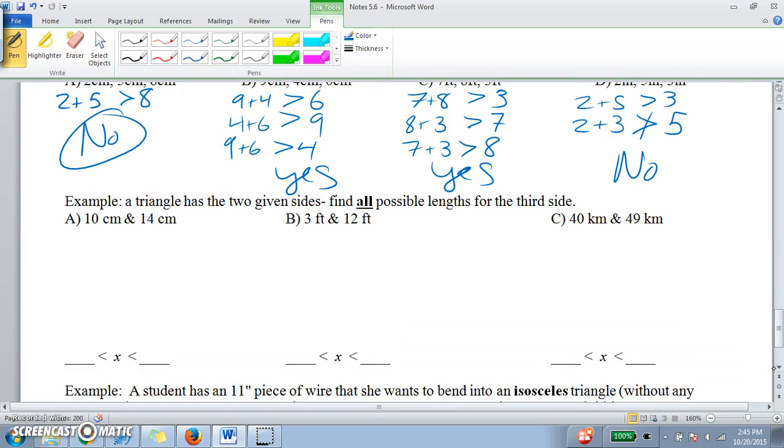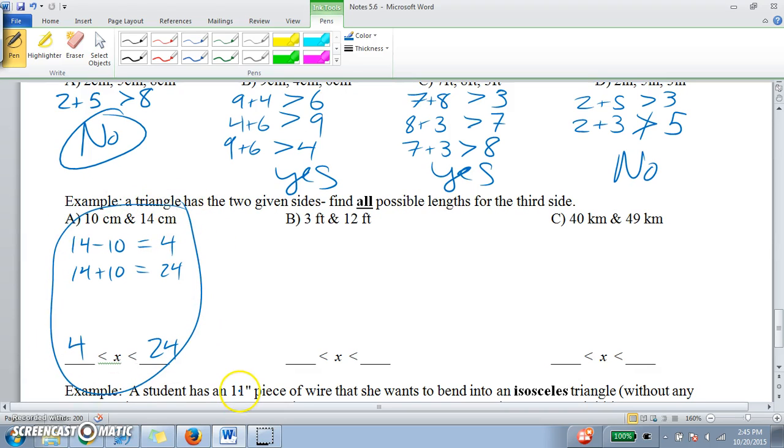Alright, if a triangle has two given sides, find all possible lengths for the third side. So here, all we're going to do is just figure out the difference of these sides and the sum of these sides, because the difference would be the smallest number that could be the third side of the triangle, and the sum would be the biggest number that could make the third side of the triangle. So if I subtract 14 and 10, I get 4, and if I add them, I get 24. So x has to be in between 4 and 24 in order for these three numbers to make a triangle.